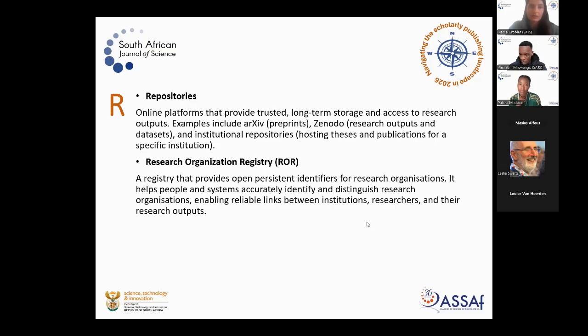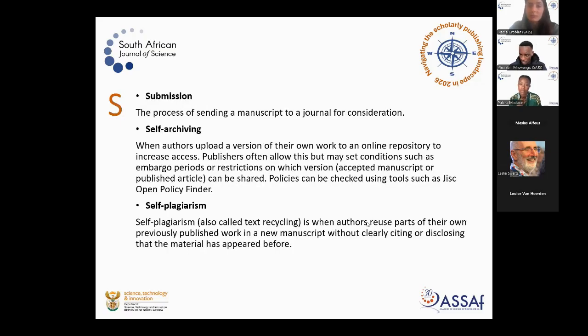Submission. This is the process of sending a manuscript to a journal for consideration. Self-archiving is when authors upload a version of their own work to an online repository to increase access. Publishers often allow this, but may set conditions such as embargo periods or restrictions on which version, accepted or published article, can be shared. Policies can be checked using tools such as the JISC Open Policy Finder.